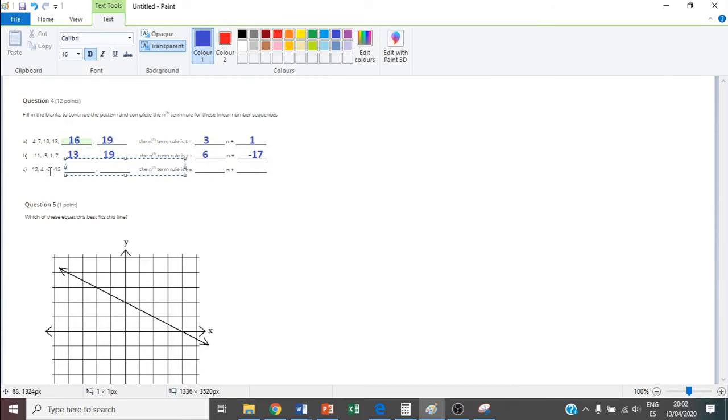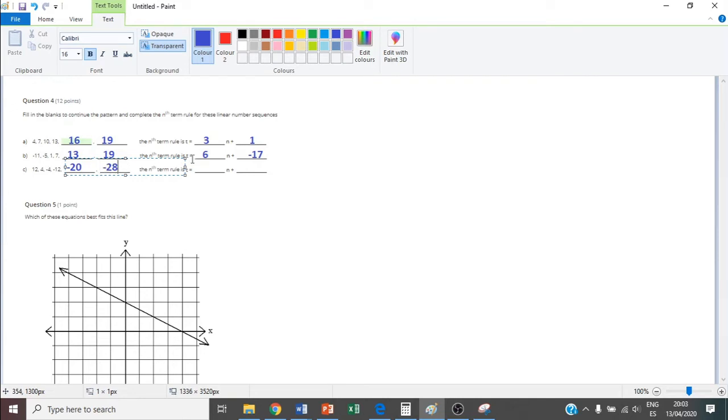Right? Last one, and this one I think was the hardest one for some of you. 12, 4, negative 4. Was that a difficult common difference to figure out? It's definitely going down. 12 minus something makes 4, or 12 minus 4 would give us the difference. It's 8. So 12 minus 8 makes 4. 4 minus 8 makes negative 4. Negative 4 minus 8 makes negative 12. Keep going minus 8, so that's going to be negative 20. Minus another 8, that's negative 28.